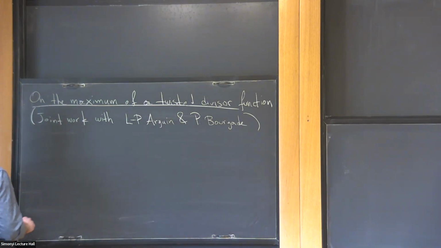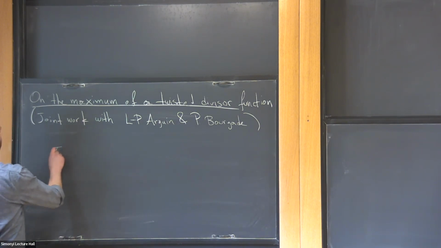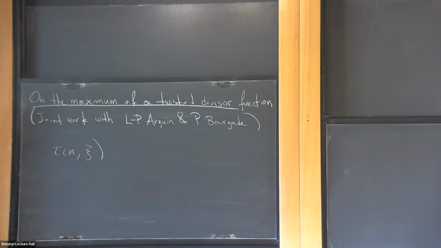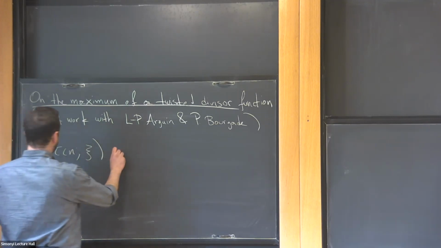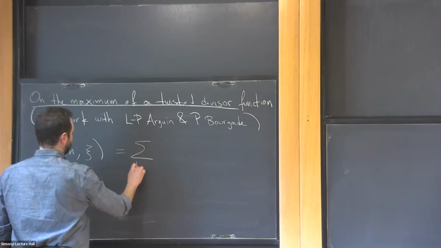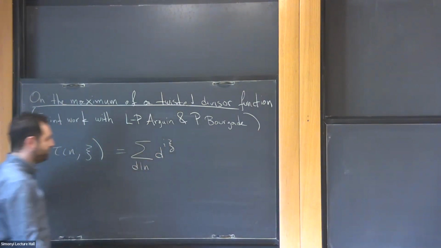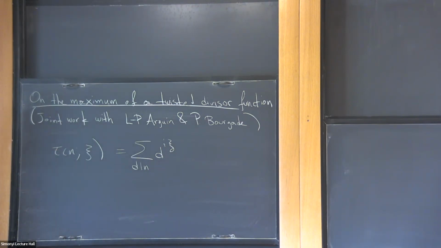So the twisted divisor function I'm alluding to in my title is the following one. You take an integer n and a real number x, and you take the sum over the divisors d of n of d to the ix. Okay, so it's a pretty classical function. Maybe you've already seen it in some context. It's usually got a different notation.